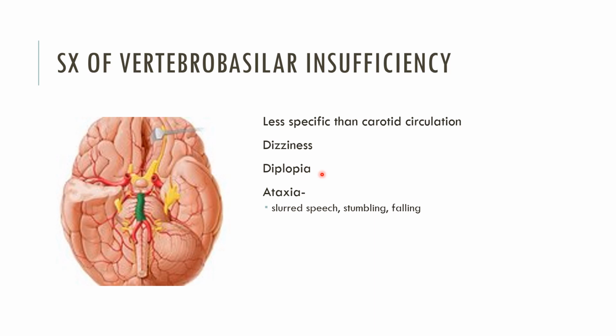Diplopia is going to be double vision, and ataxia. Ataxia is kind of interesting. It's almost like if you've seen somebody intoxicated with slurred speech, stumbling, falling, that kind of describes ataxia, but without the alcohol. So they can have that, again, as another effect on their balance, their speech, things like that, and that's because it's affecting the cerebellum of their brain.